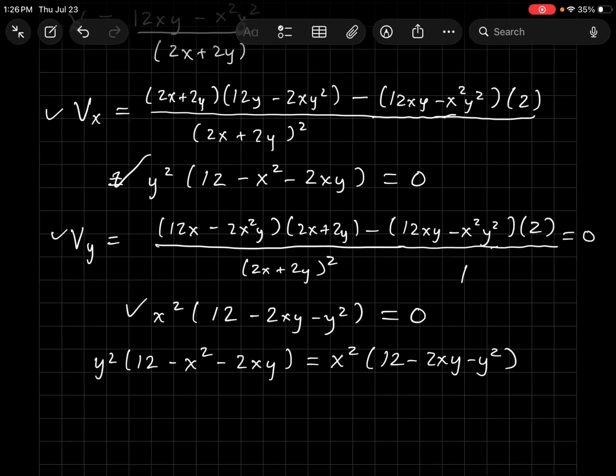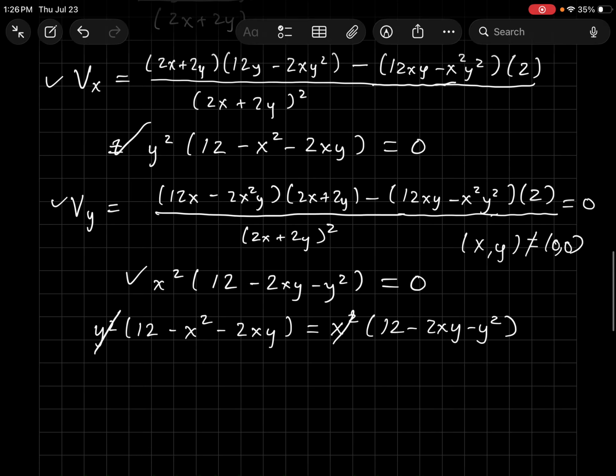I also know that I cannot have the point 0, 0 as mentioned before. So x and y can't both be 0. So I end up with 12 minus x squared minus 2xy equals 12 minus y squared minus 2xy as well. Getting rid of the stuff that's the same on both sides, we end up with x squared equals y squared, which means x equals y, because I can't have any negative x and y. I don't worry about the negative x and y because we're dealing with physical quantities.